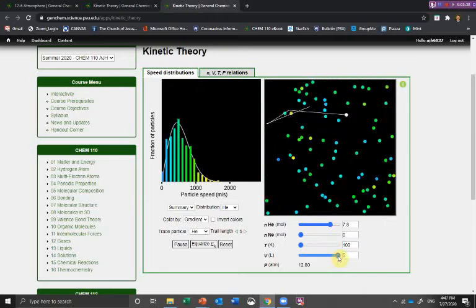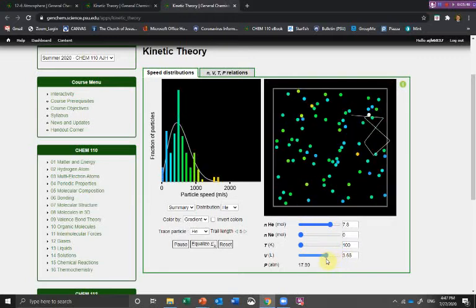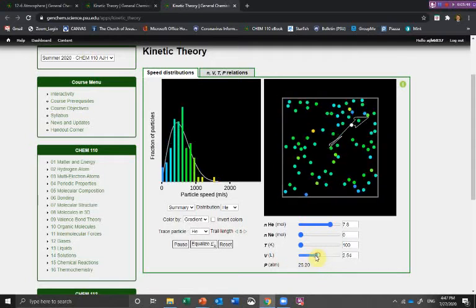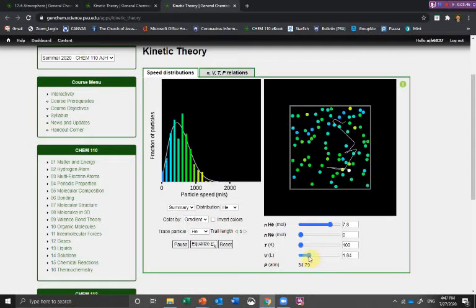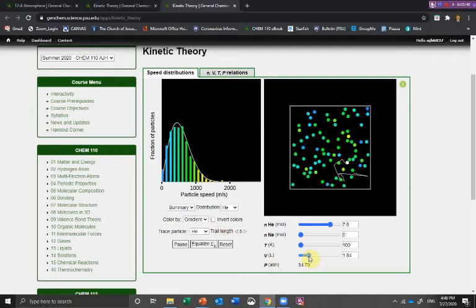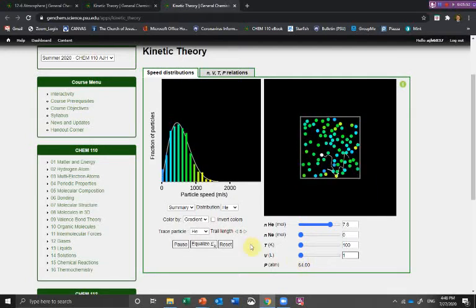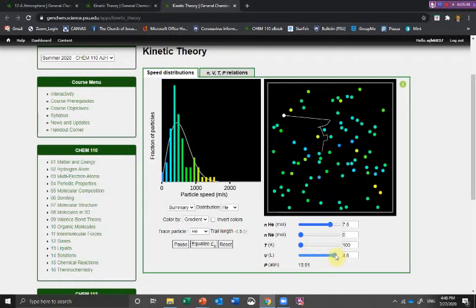Changing the volume also has an effect. If I decrease the size of my container, I'm going to increase the pressure. And while the speeds might momentarily shift, the average speed, or the speed of the average for the system, does not change. Finally, let's go back to our original settings.